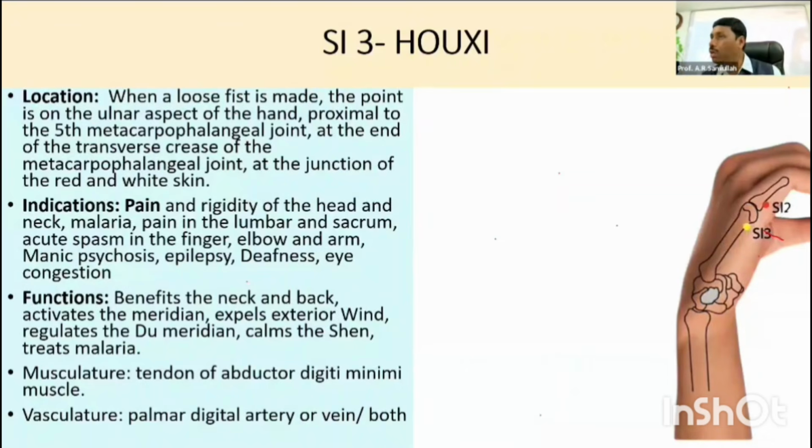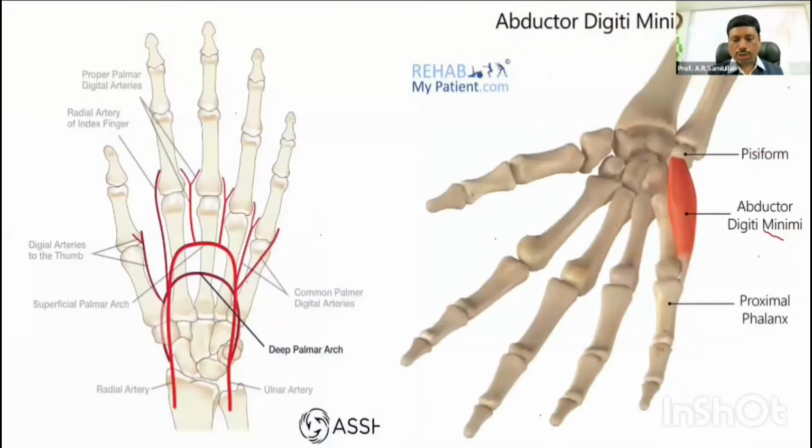However, SI3 is a great point for what condition? For cervical pain, scalp pain, and back pain as well. The entire spinal cord can be regulated by activating a single point known as SI3. So that's the reason this point is very helpful for lower back issues, where the point is located in this region. Now further we will look at the point known as SI4.